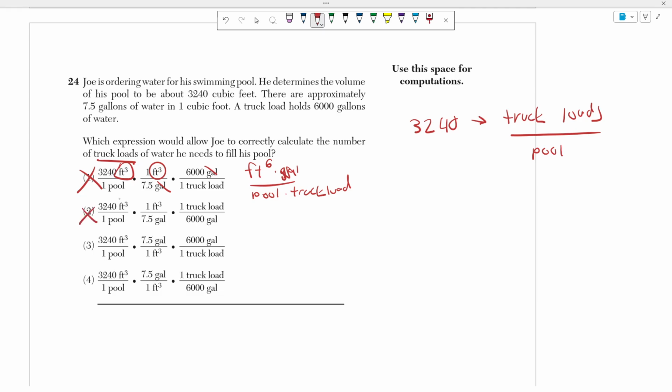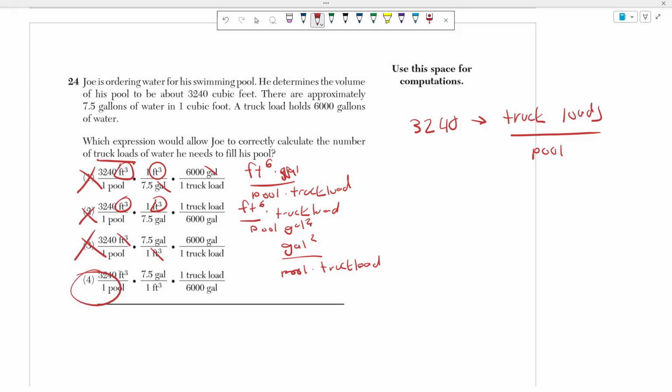The same thing could be said with choice 2. Feet cubed plus feet cubed is going to leave us with feet to the power of 6 times truckload over pool times gallons squared. So those units are all messed up as well. So now I'm left with choice 3 or 4. Choice 3, the feet cancel out perfectly, but my gallons don't. So my units are going to be gallon squared over pool times truckload, which doesn't make sense, which leaves choice 4 as the correct answer.